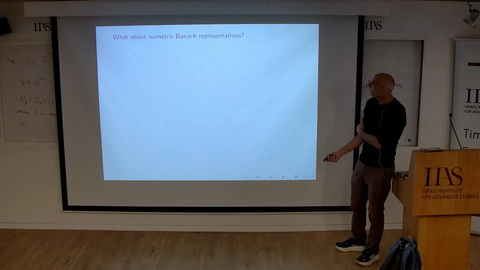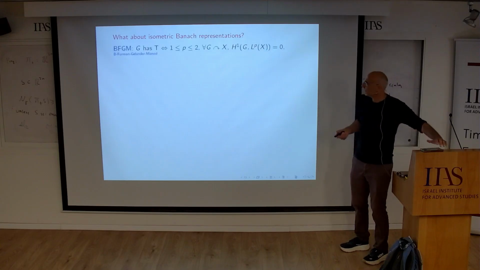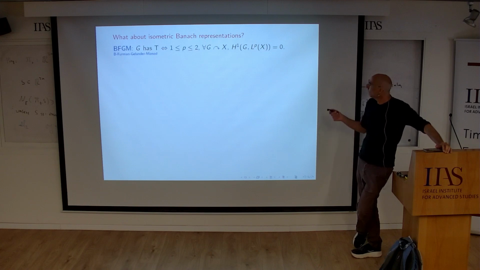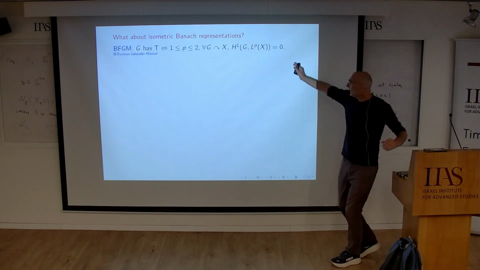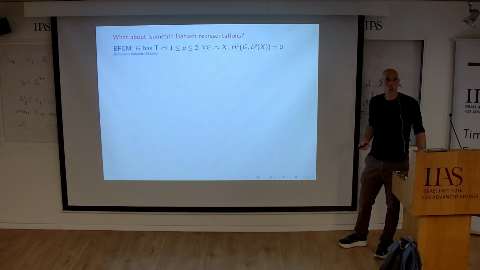There are new phenomena. Okay, now I'm leaving the realm of unitary representations, and I want to discuss Banach representations, isometric Banach representations in slightly more generality, and I will try to explain why also. So one of the first results in this direction is the work of myself with Alex Furman, Tsachik Gelander, and Nicolas Monod, where we show that property T is actually equivalent to the same vanishing property, but with L^p coefficients instead of L2 coefficients.